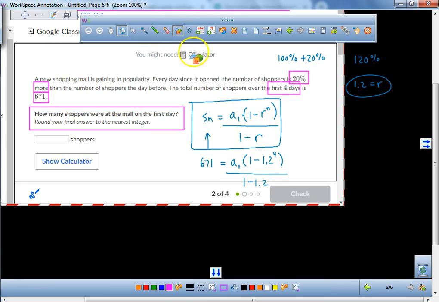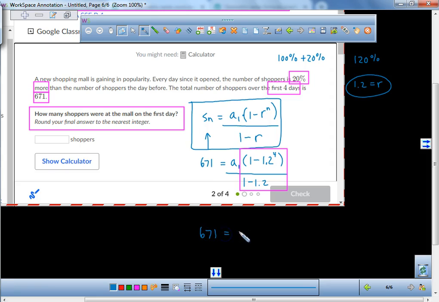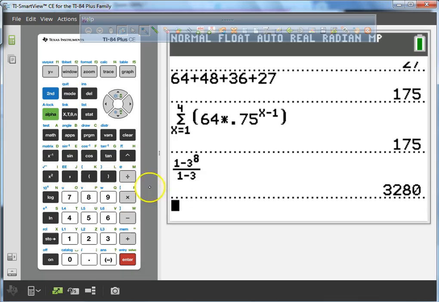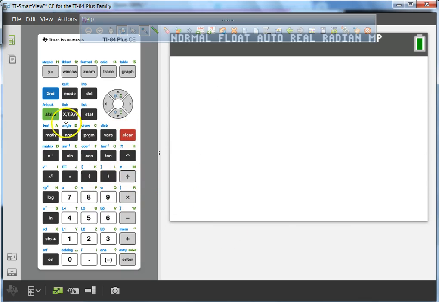So what do I have to do in the calculator? That part right there. So I'm going to do that in the calculator. We're going to have 671 equals the first term times whatever this is. I have to do that in the calculator. I can't do that in my head. Sorry, I'm just not that smart. All right, so we've got 1 minus 1.2 to the power of 4 over 1 minus 1.2.